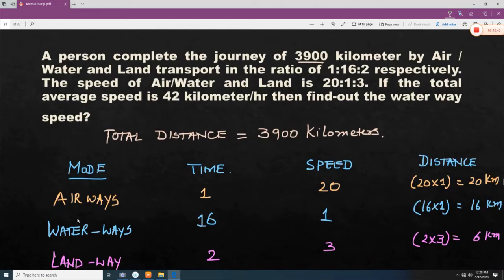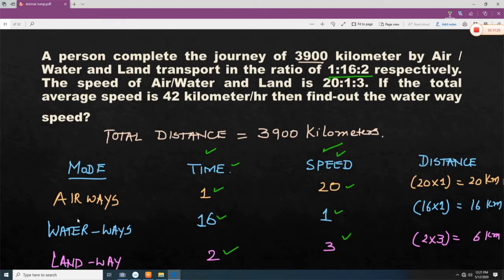A person completes a journey of 3,900 kilometers by air, water and land transport in the time ratio of 1:16:2 respectively. The speed of air, water and land is 20:1:3. So speed ratio is already here, it is 20:1:3, and the time is 1:16:2. Now we know we have the time, we have the speed.